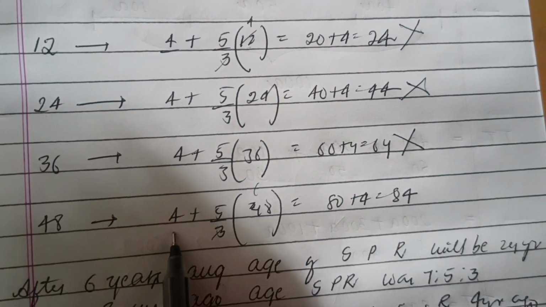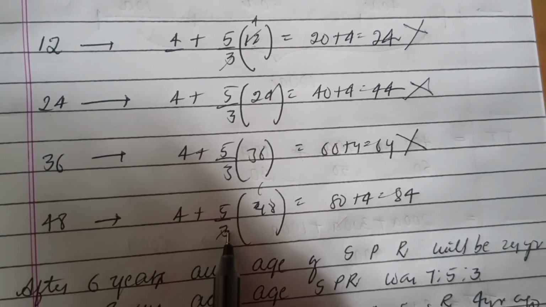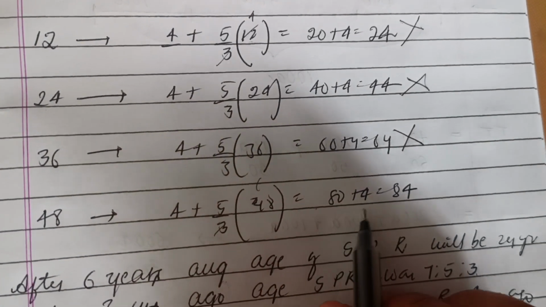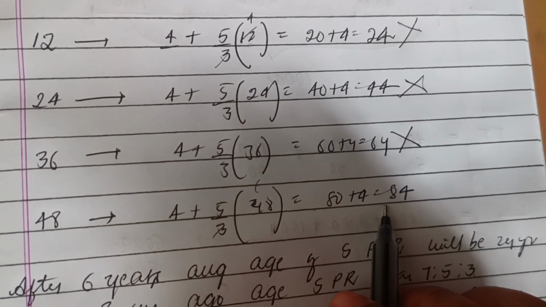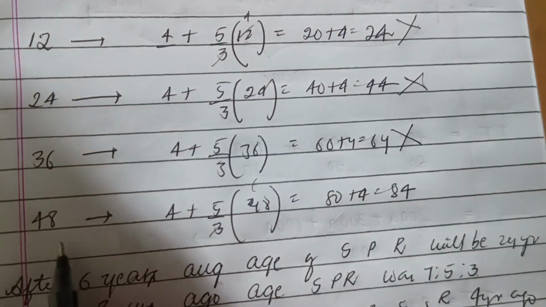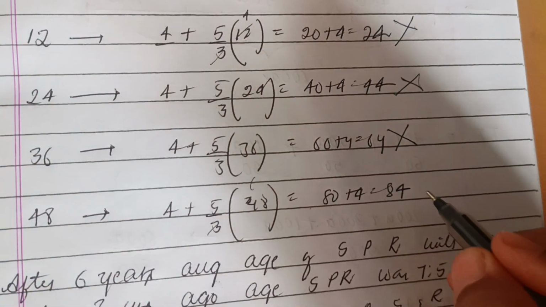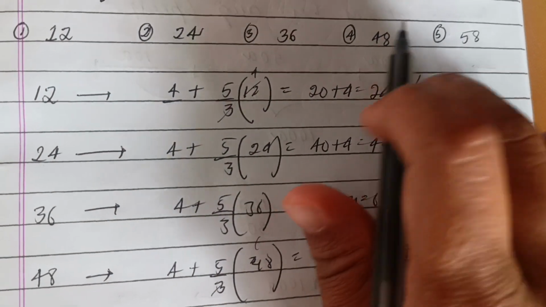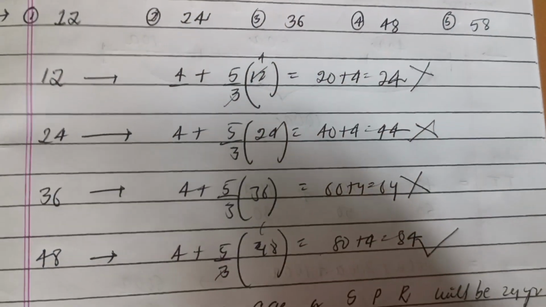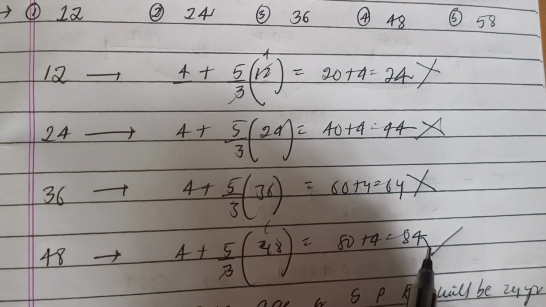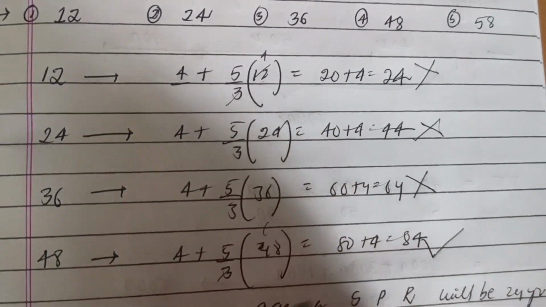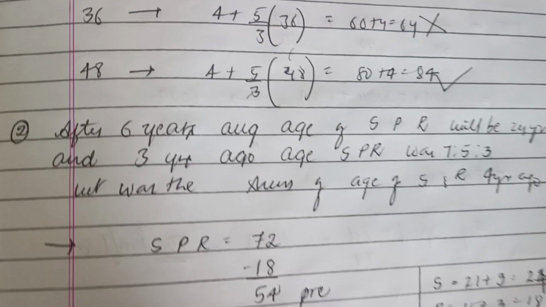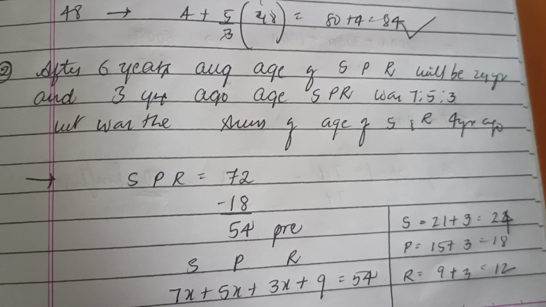Then 48. 4 is added to 5 by 3 times of the 48, then that will give you 80 plus 4, which is equal to 84, and we can see that this 84 is the reverse of 48. Therefore this is the correct option and there is no need to check the next option because we already got the answer here. So 84 is the right result, and the number will be 48.